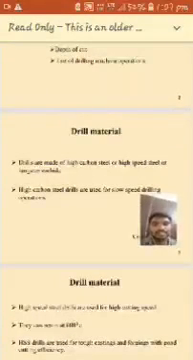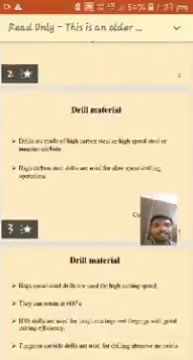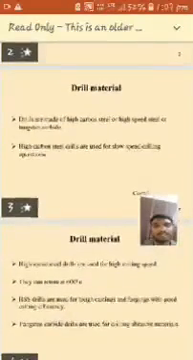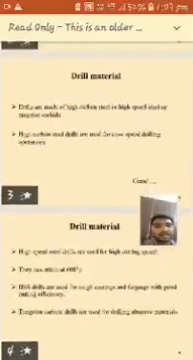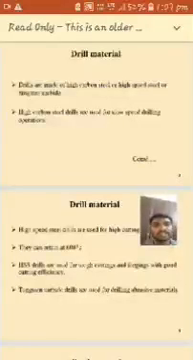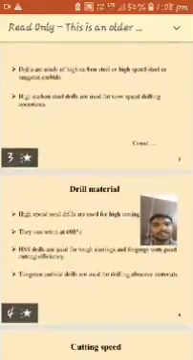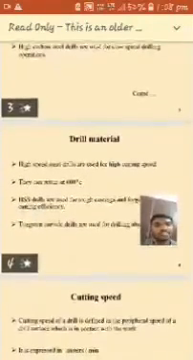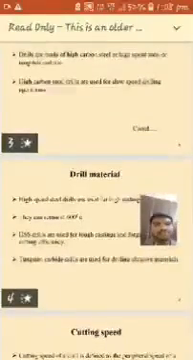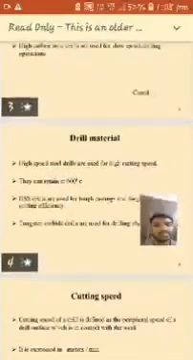The drill materials are made up of high carbon steel (HCS), high speed steel (HSS), or tungsten carbide. These are the materials from which drills are made. High carbon steels are used for slow speed drilling operations, and high speed steel drills are used for high cutting speeds.